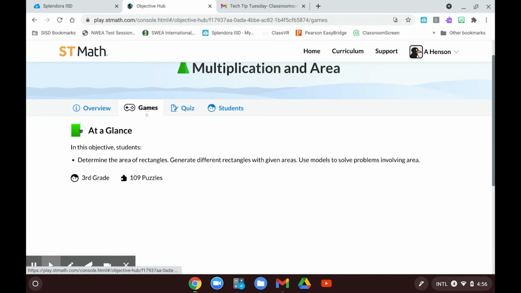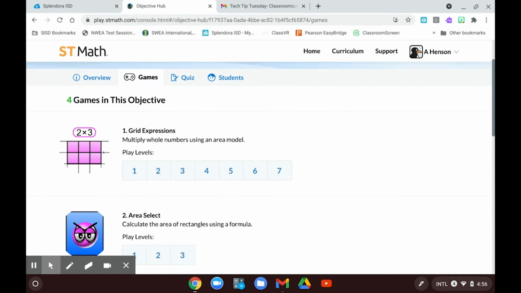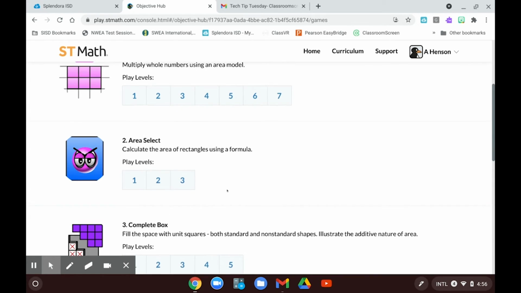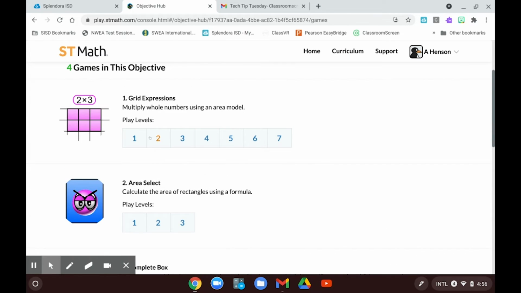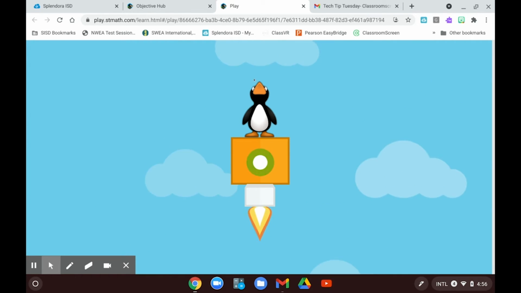We click on games, and then we can do the grid. We could calculate the area of rectangles using a formula. I'm going to click on this first one because that's exactly what we're doing. So we're going to go to level 1. And the kids really love it when I mess up and they can correct me.